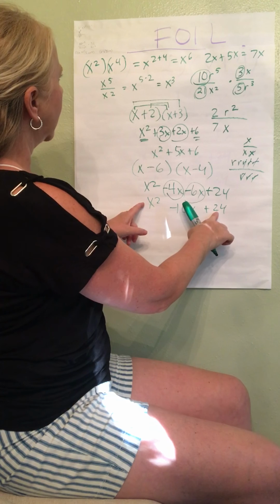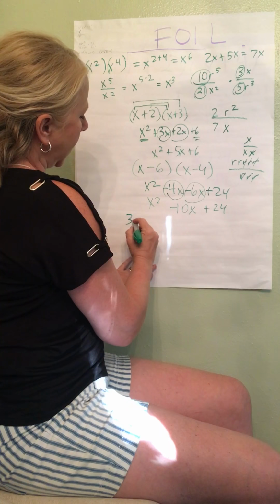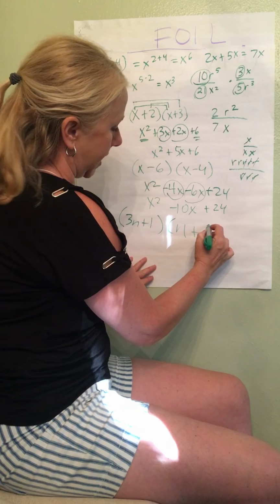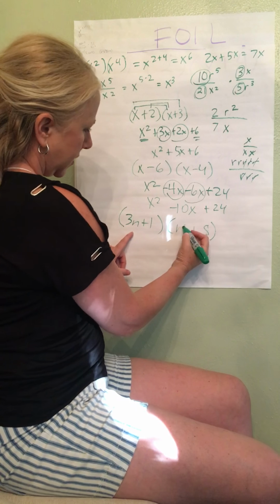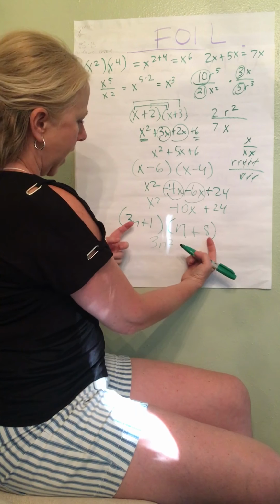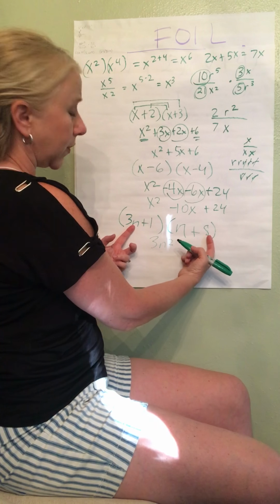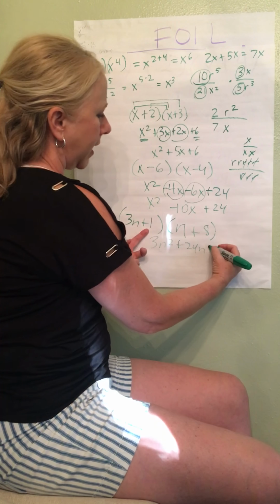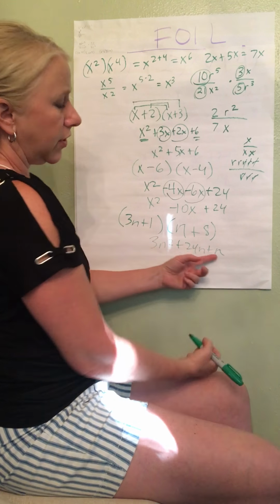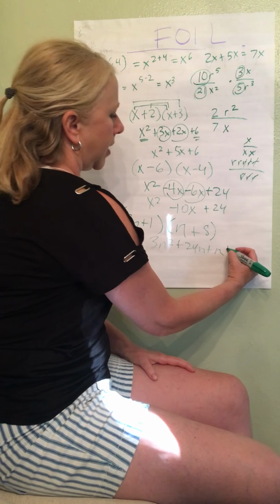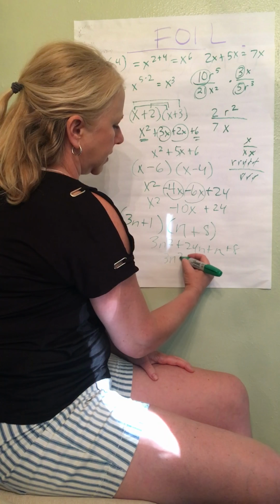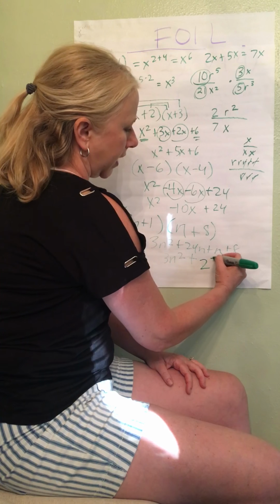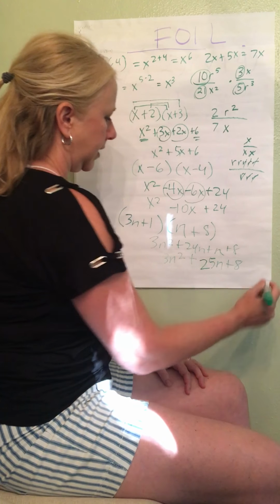One last thing. We're going to take 3n plus 1, and we're going to multiply it times n plus 8. First, 3n squared. Outer, 24n. You gotta take 3n, multiply it by 8, you get 24n. Inner, 1n. That's also just regular n. Last, positive 8. So you got 3n squared plus, what's 24n plus 1n? 25n. 25n plus 8. And that's it.